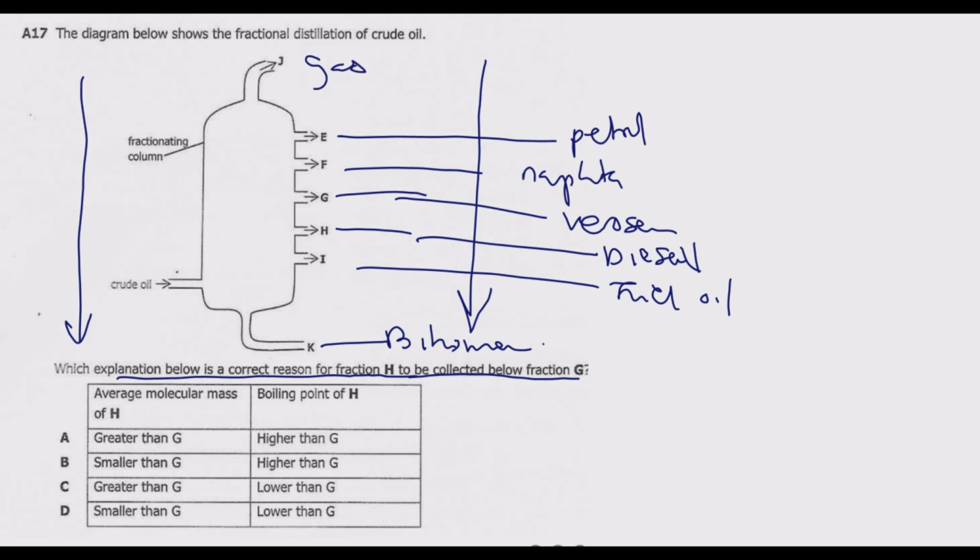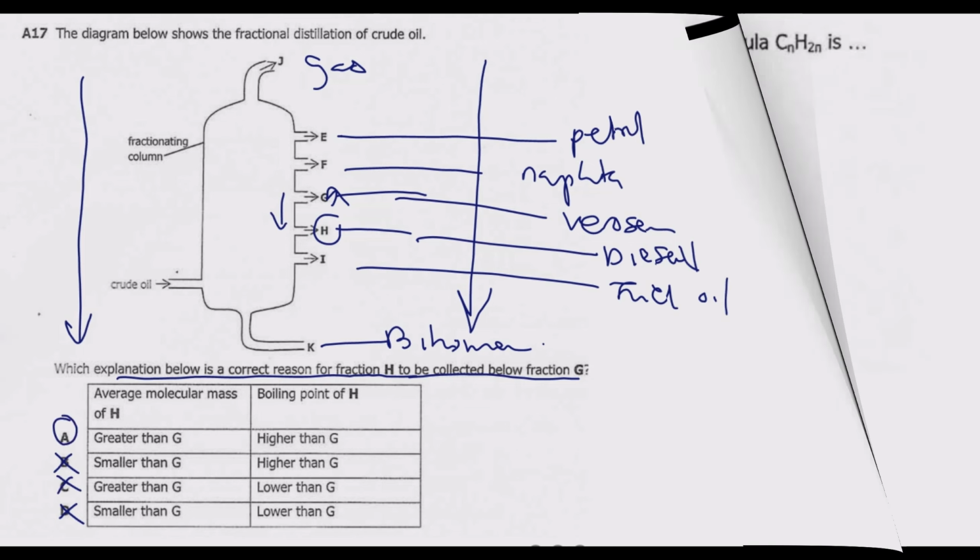So what will happen is basically in terms of the average size of molecules, the molecules at H are greater than those at G. That is the case. So B and D are out. Then in terms of boiling point, the boiling point at H is higher than at G. So what you discover is C is out, A is the best answer.